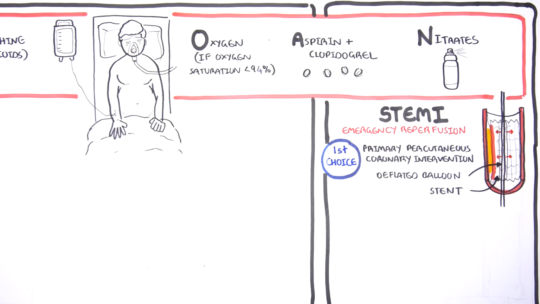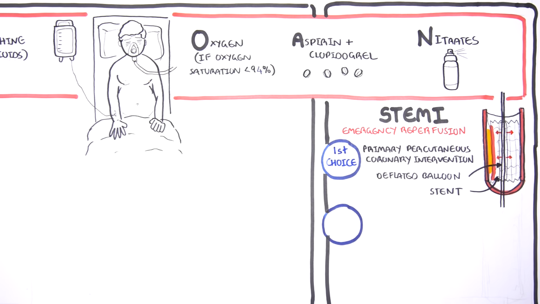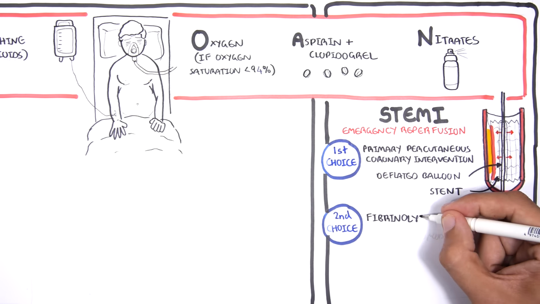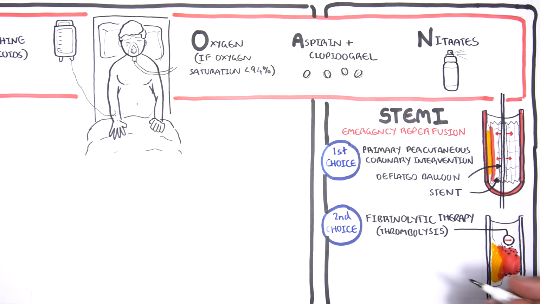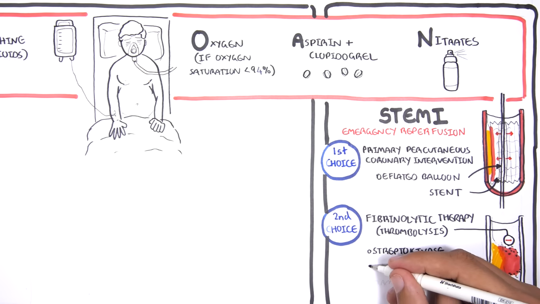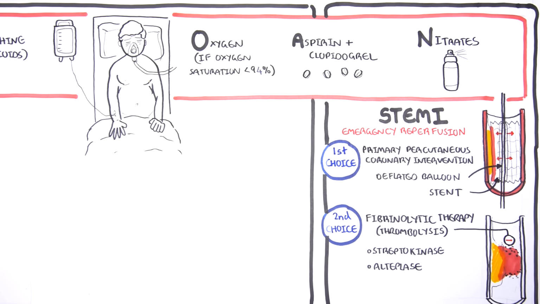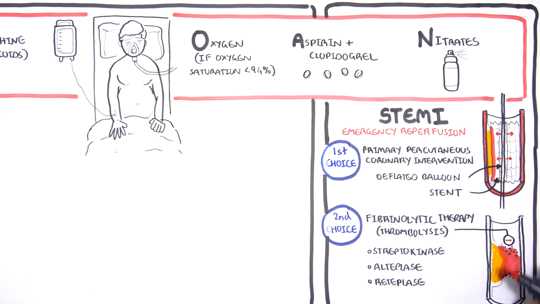But if a PCI is not available at a hospital, or if it will take too long to get to the place where the PCI is, or if the person presents too late to the hospital, then it's recommended to go for the second choice, which is fibrinolytic therapy, also known as thrombolysis. And as the name suggests, you are breaking down the thrombus, lysis as in breaking down. Agents used include streptokinase, alteplase, and reteplase. Now, streptokinase is not as popular now because I think it's been shown to cause some reactions in some people.